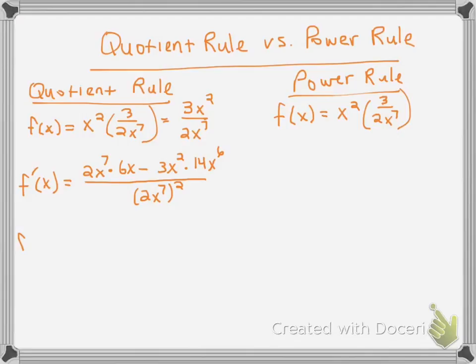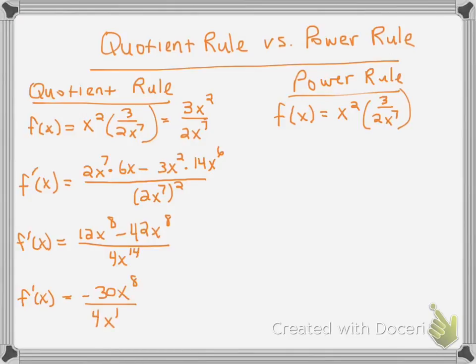All right, now at this point we just have to do some distributing, or some multiplying. So multiply those terms together, you get 12x to the 8th. Multiply your second terms together, you end up getting 42x to the 8th. And all of that, I'm going to square my bottom now, and I end up getting 4x to the 14th. Now, combine like terms on the top, you end up getting negative 30x to the 8th. That is being divided by your 4x to the 14th.